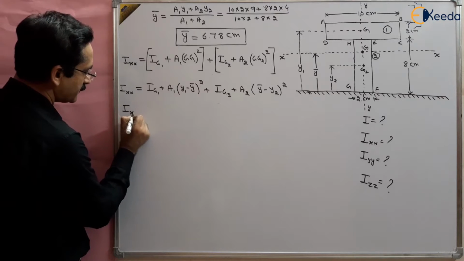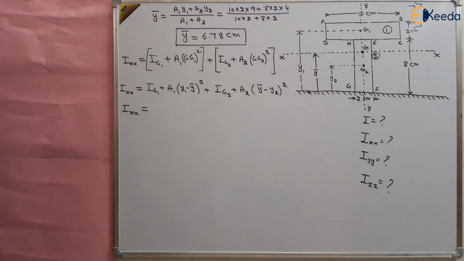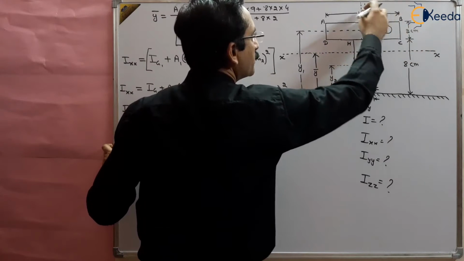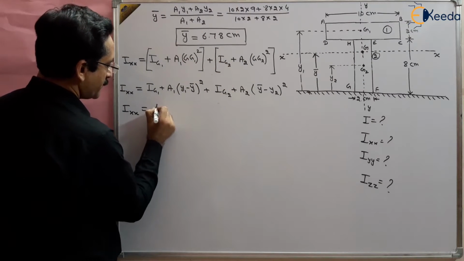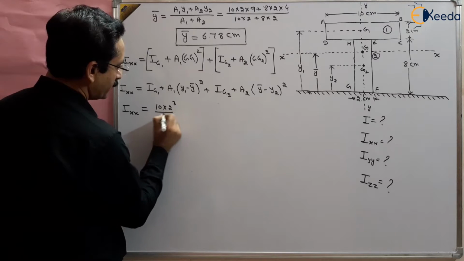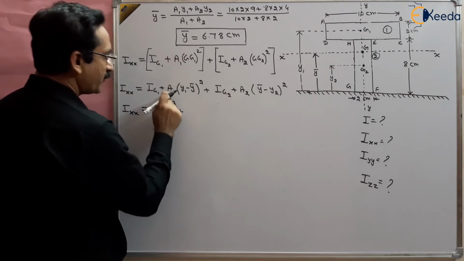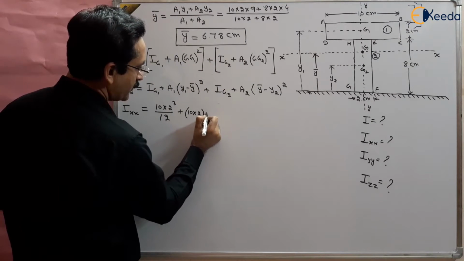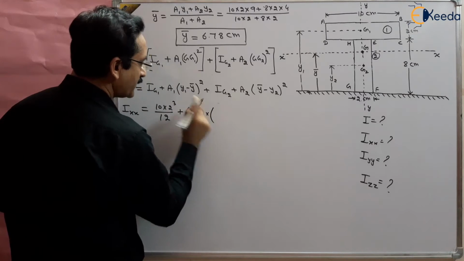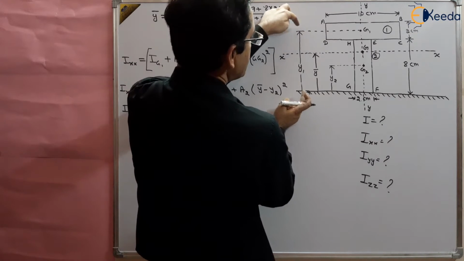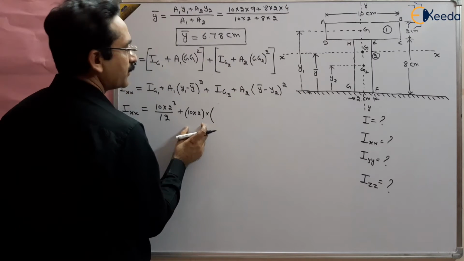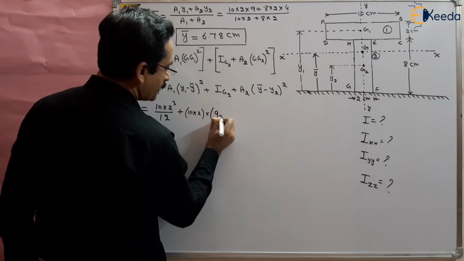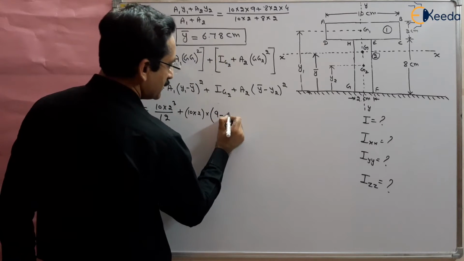So Ixx is equal to Ig1, which is BD cube by 12, that is 10 multiplied by 2 cube by 12, plus area A1, that is 10 multiplied by 2, multiplied by y1 minus y bar squared. What is y1? This is known to us, 9 centimeter. Everything we are taking in centimeter. So 9 minus y bar, which we have obtained as 6.78.